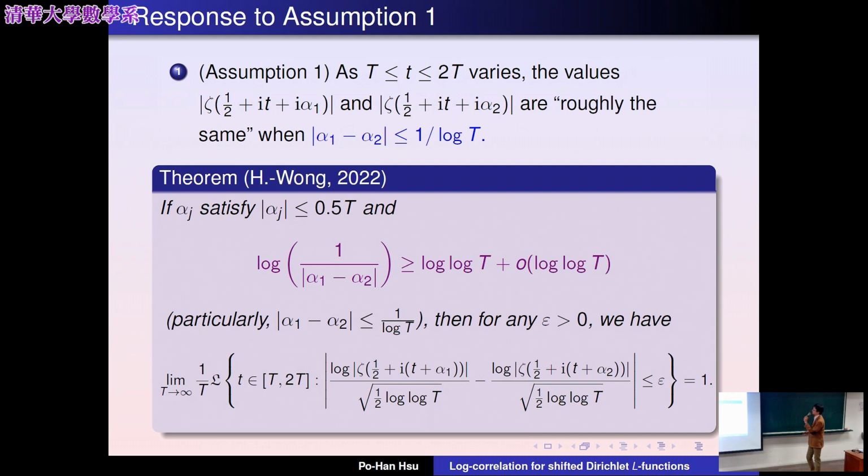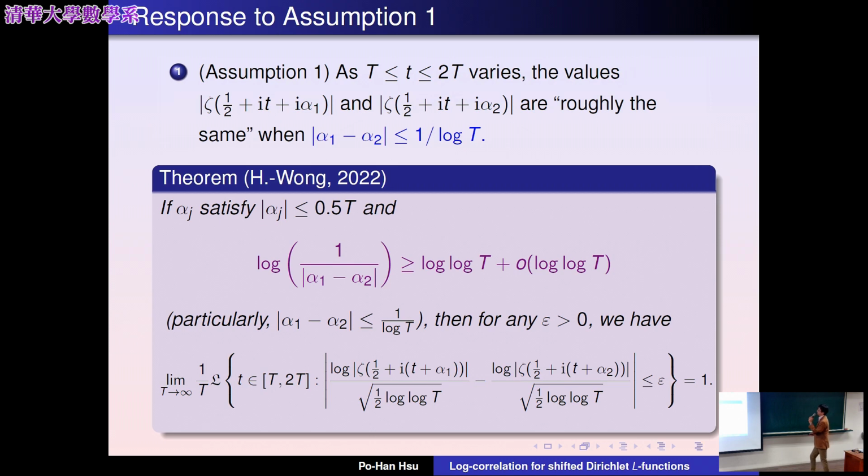Okay, and just like we said, alpha are real valued functions, and they satisfy this growth condition. The absolute value of alpha has to be less than or equal to half of that capital T. Furthermore, you can see the conditions are different. In Harper's work, he only assumed that alpha 1 minus alpha 2 is less than or equal to 1 over log t. But here, we use this condition. We consider the reciprocal of alpha 1 minus alpha 2, and then we take log.